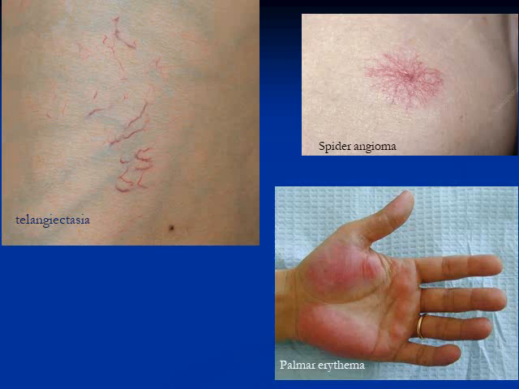Spider angioma consists of a central feeding arteriole surrounded by a lot of arterioles or capillaries that will disappear once we press on the central arteriole. The picture on the right upper side اللي هي الصورة اليمنى العليا هذه تمثل سبايدر انجوما او كنا نسميها سابقا سبايدر نيفاس.